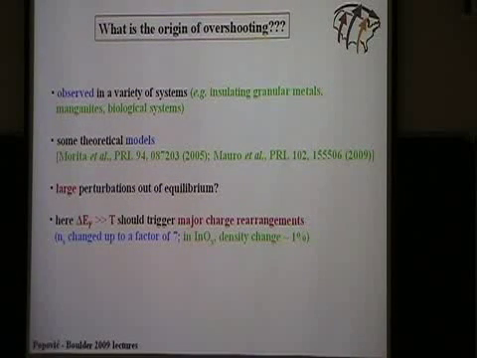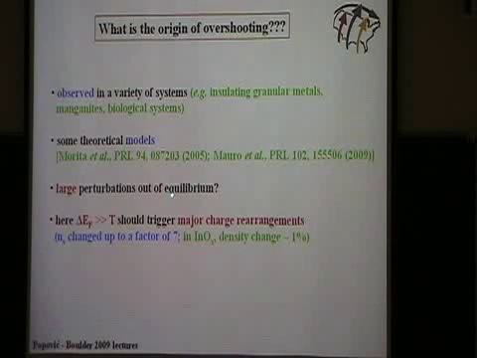Again, the answer is I have no idea. I know that it's observed in a variety of systems. There are also some theoretical models that I have no idea if they can be related to these experiments, at least not in an obvious way. But there are experiments and numerical simulations of out-of-equilibrium behavior where they find these kinds of effects.